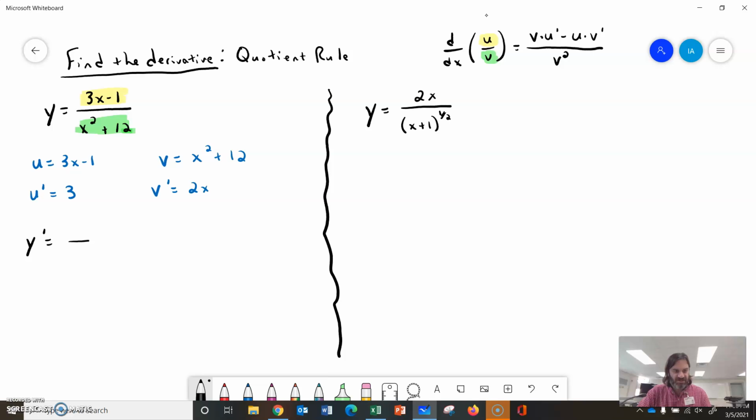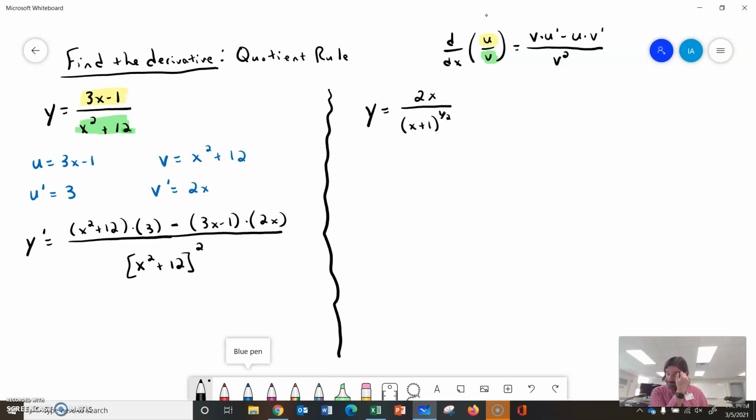Y prime will be v, which was x squared plus 12, times u prime, which is 3, minus u, which is 3x minus 1, times the derivative of v, which is 2x. And all of that is over v squared. So that's x squared plus 12 squared. So just to make sure you see where everything came from, we have v, u prime, u, v prime, and v squared.